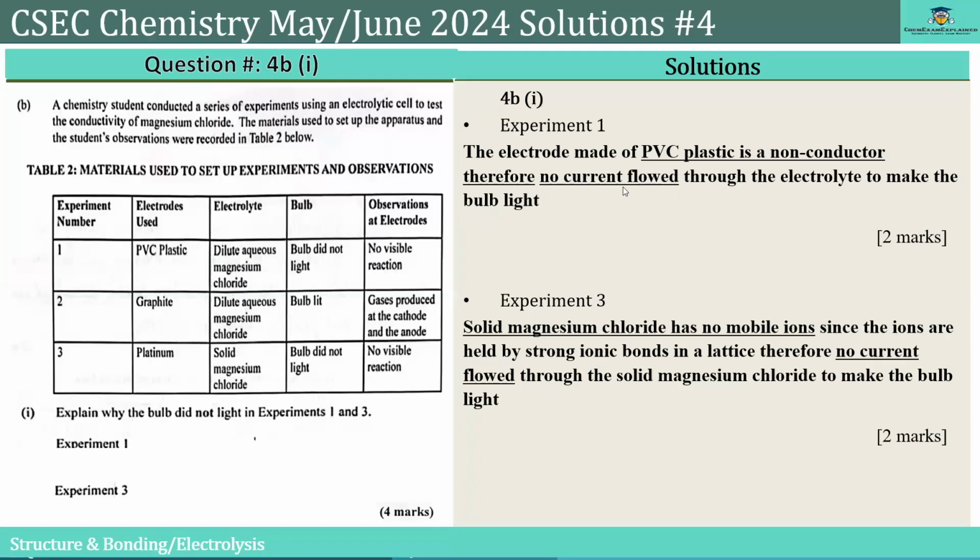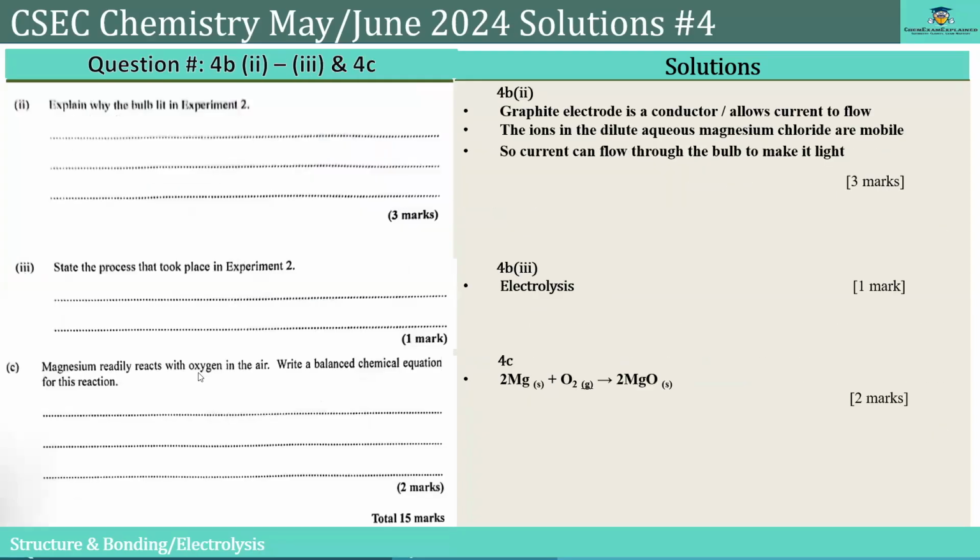So in answering the question for experiment 1, the electrode made of PVC plastic is a non-conductor. Therefore, no current flowed through the electrolyte to make the bulb light. For experiment 3, solid magnesium chloride has no mobile ions, since the ions are held by strong ionic bonds in the lattice. Therefore, no current flowed through the solid magnesium chloride to make the bulb light. So we have something that is a non-electrolyte, and therefore, since it is not in the aqueous or the molten state, the ions are not free to flow, hence will not conduct.